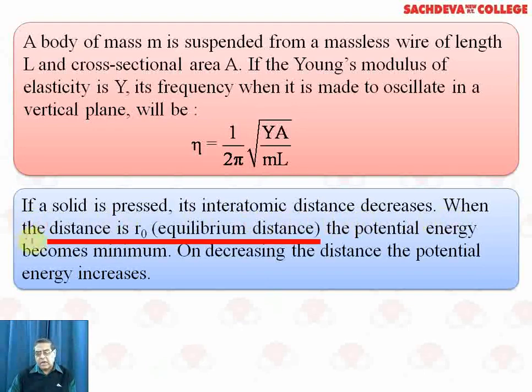When the distances are in the equilibrium state or equilibrium distance, the potential energy becomes minimum. On decreasing the distance, the potential energy increases. So on decreasing the distance, potential energy changes because it is the product of force and displacement or distance.